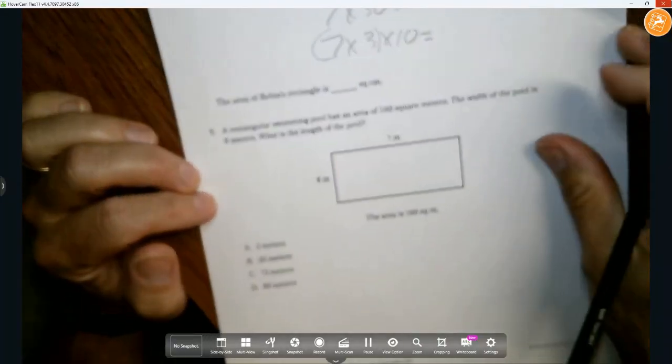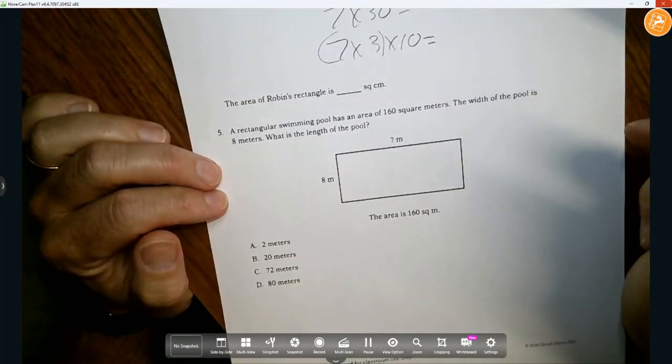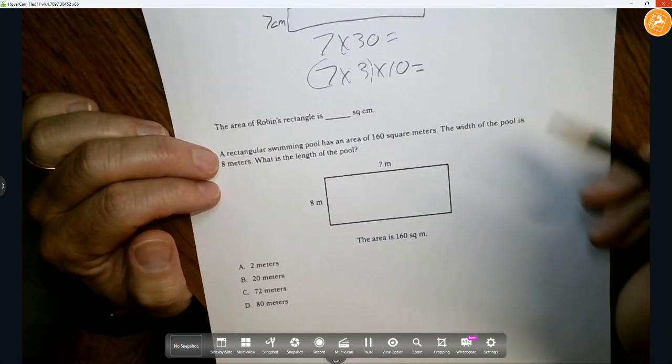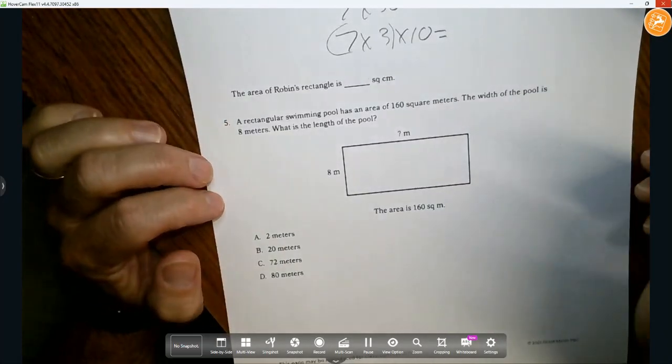All right, last one for our homework. A rectangular swimming, this doesn't really look like a swimming pool. They're going to tell us it is, though. It's a normal rectangle to me. So you got to use your imagination.